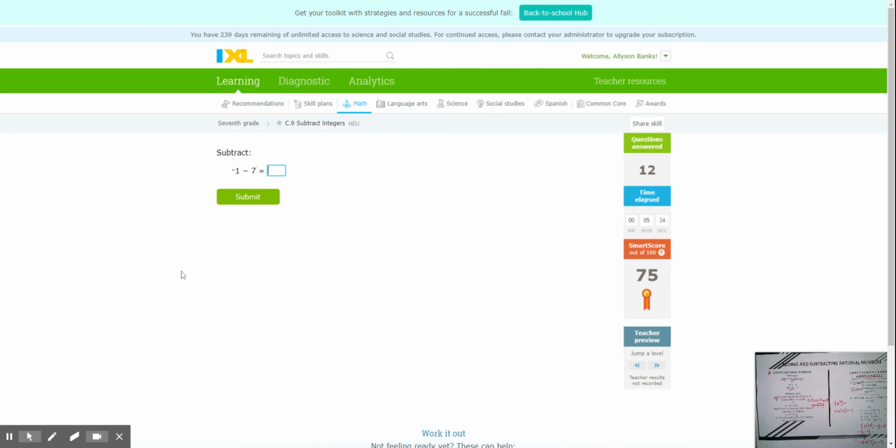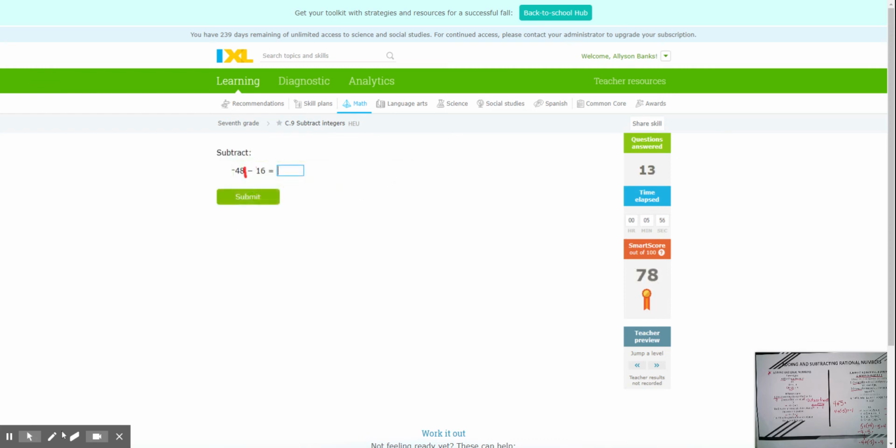Alrighty, we have negative 1 minus 7. We're going to change, add the opposite. We have negative 1 plus negative 7, so we have what? Same signs or different signs? We have same signs, so we add them, and our answer is going to be negative 8.